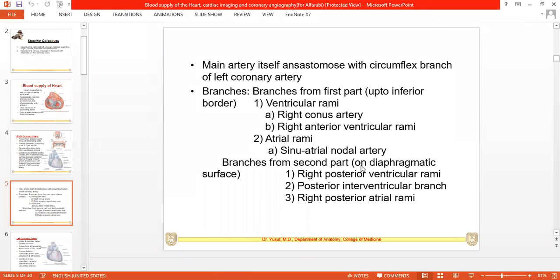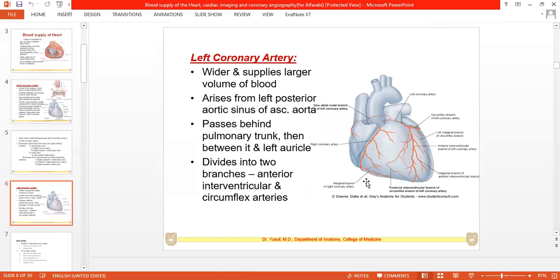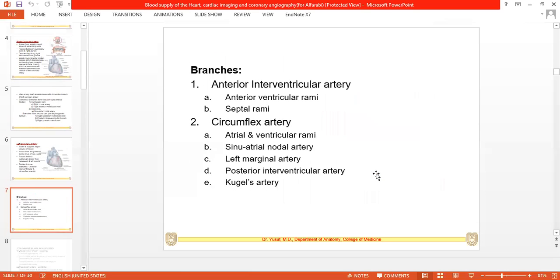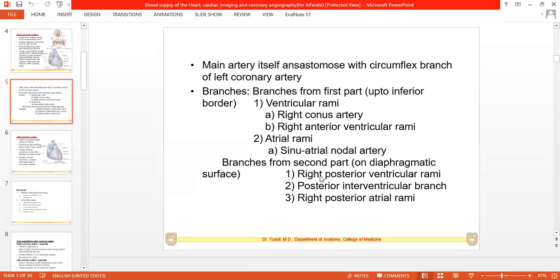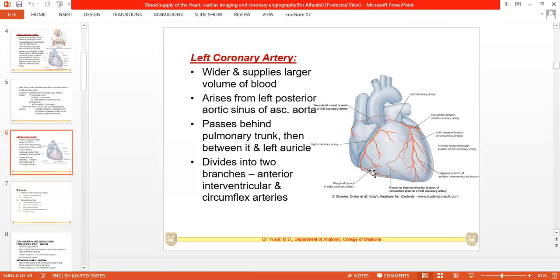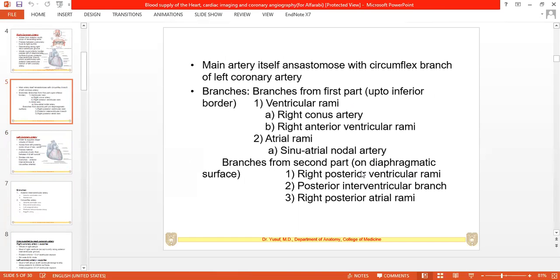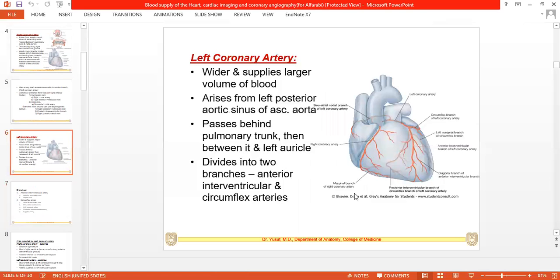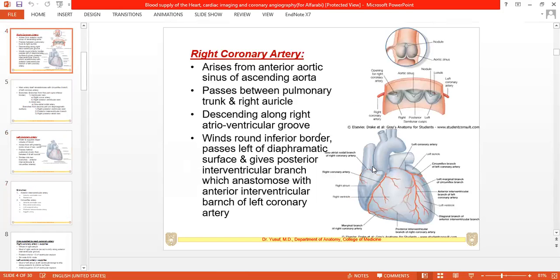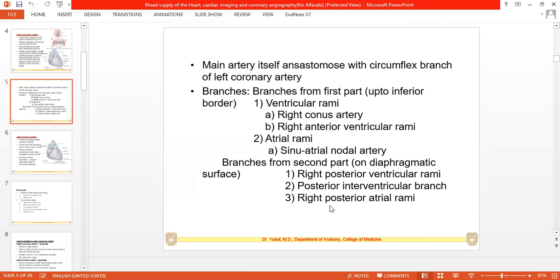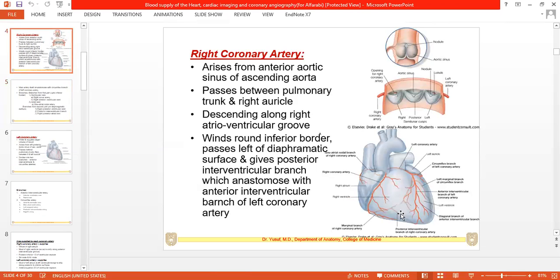Then the branches from the second part, on the inferior or diaphragmatic surface. Which are those branches? These are the right posterior ventricular branches. Then the posterior interventricular branch, a very important branch as we saw before. Here, this is the posterior interventricular branch of the right coronary artery, which anastomoses with the anterior interventricular branch. Then the right posterior atrial rami: just like it gives the ventricular rami, it will also be supplying the right atrium.